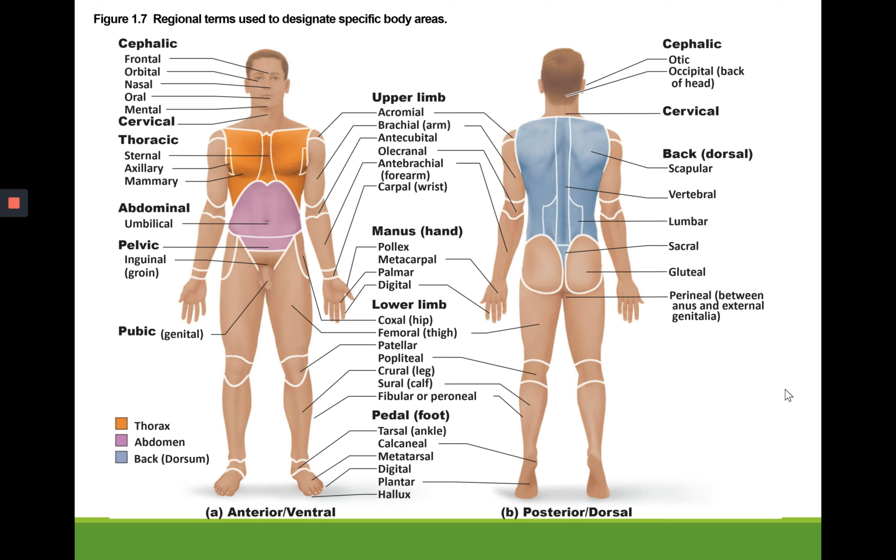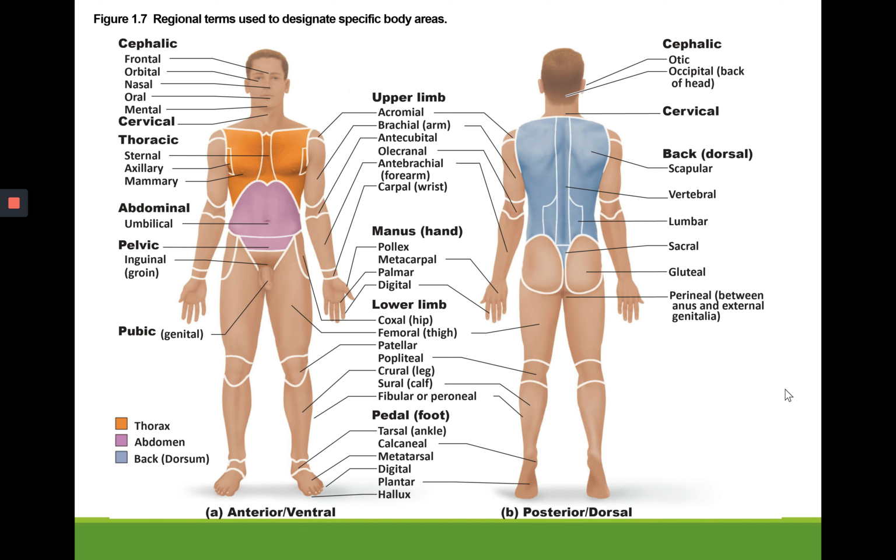The inside fold of your elbow is the antecubital region. Your elbow is the olecranal region. The area between your elbow and your wrist is the antebrachial region, also colloquially called the forearm. Your wrist is the carpal region. Another name for your hand is the manus region. It includes your thumb, called the pollex, your palmar region, which is your palm, the back of your hand, called the metacarpal region, because it's located over the metacarpals, and your fingers and toes are both called digital regions or digits.